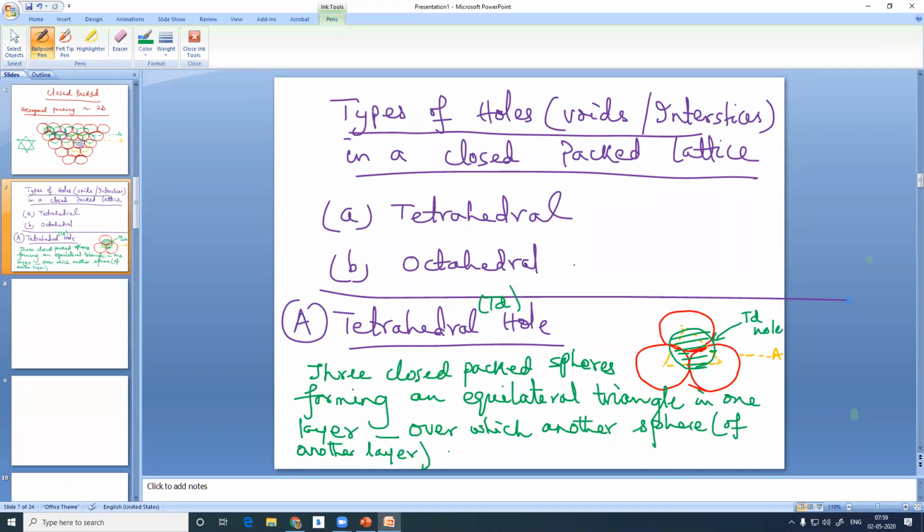Another sphere of another layer is sitting at the common groove or depression. Not the mental depression that all of us are in this unprecedented health calamity, the lockdown due to coronavirus spread. It is sitting at the common groove or depression.